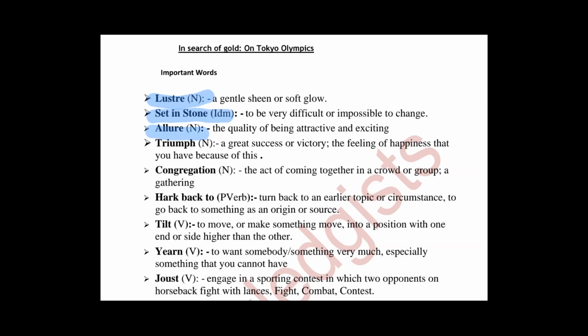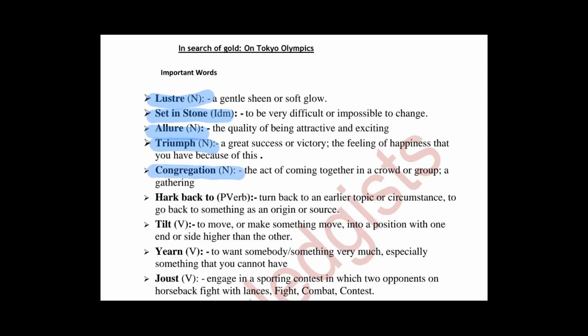And then the next word is triumph. It is a noun. It means a great success or victory, the feeling of happiness that you have because of your success or victory. The synonyms are victory, conquest, success, and the antonyms are defeat, unsuccessful, disappointment.